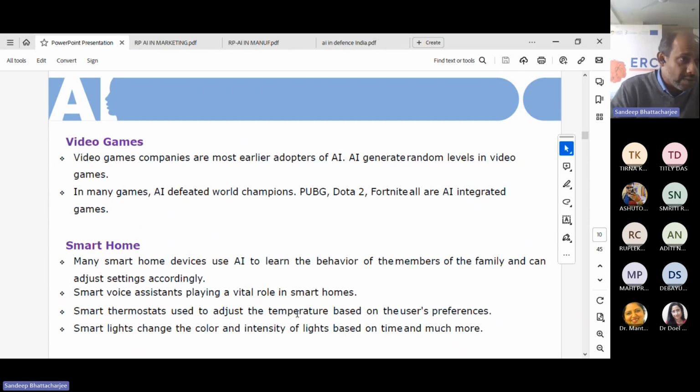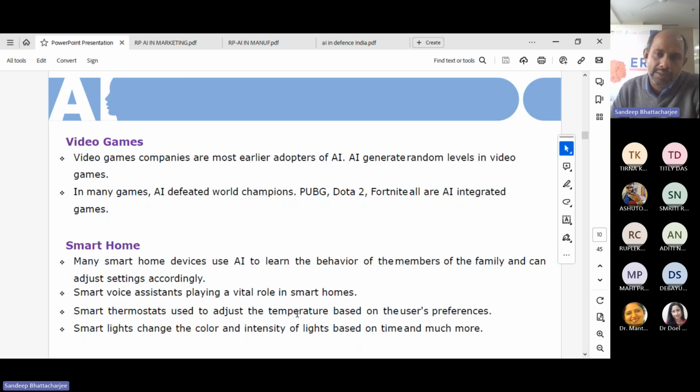Then comes video games, very popular among today's youth, but you will see many of these video games have software control, and this software control is done by artificial intelligence. There are many video game companies which were the earlier adopters of artificial intelligence. You see, creating video games requires a lot of complex GUIs and mathematics and stats. So behind all this, a lot of complexity is there. The more the complexity, the more the requirement of AI, artificial intelligence.